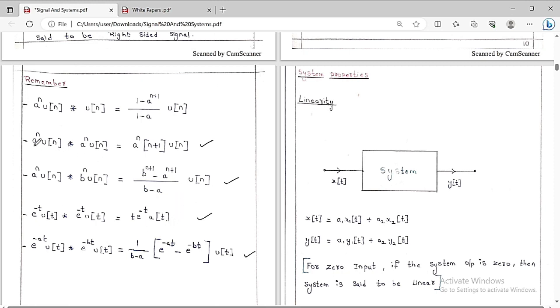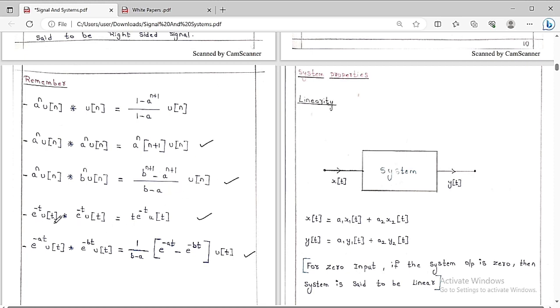So finally I can say a to the power of n u of n, convolution of a to the power of n u of n, is equal to a to the power of n into (n plus 1) into u of n. And a to the power of n u of n, convolution of b to the power of n u of n, is equal to (b to the power of n plus 1 minus a to the power of n plus 1) by (b minus a) into u of n.